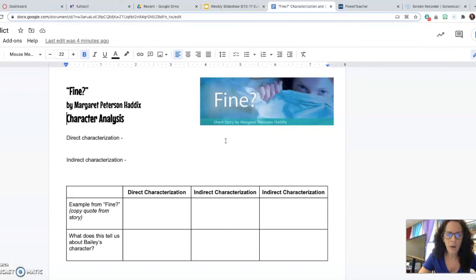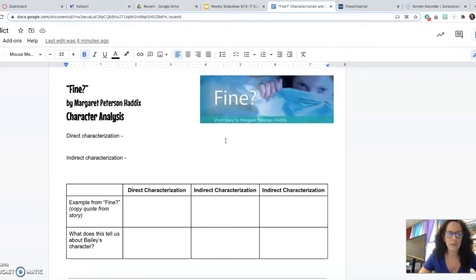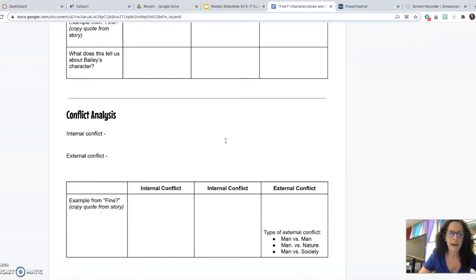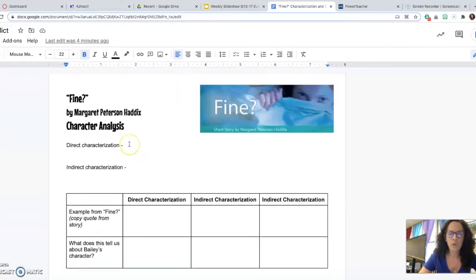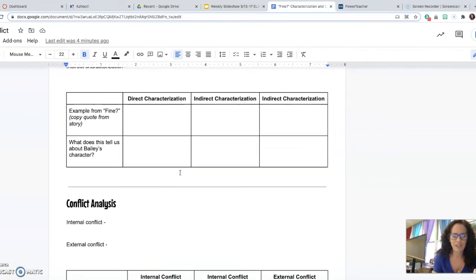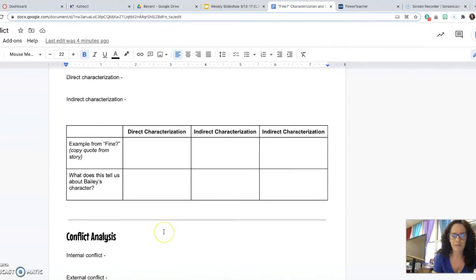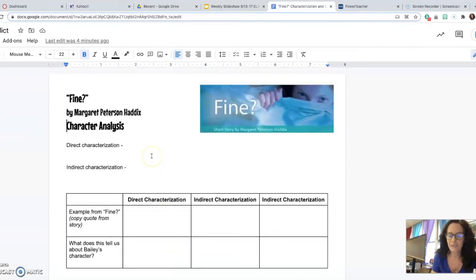So the top half of the page has to do with character analysis, and the bottom half has to do with conflict analysis. So you may want to pause this video and take some notes as I walk you through some things about direct characterization, indirect characterization. This blank spot right here is where you would write some definitions. And then down here, the same thing, internal and external conflict, you'll write some definitions. So if you need to pause this video, write down some things, and then keep going, feel free to do that.